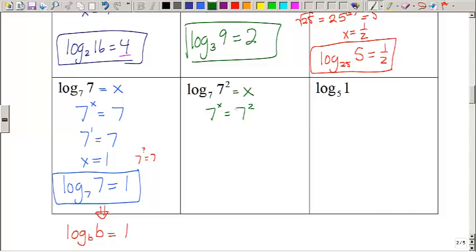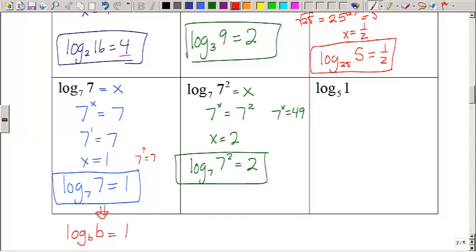Now I know I could square out 7, and 7 squared is 49. I could do this, but I think it's even more simple than that. 7 to the what equals 7 to the 2? Well, if my bases are the same here, then my exponents must surely be the same, so x has to then be 2. 7 squared equals 7 squared? Absolutely, that is correct. So that means log base 7 of 7 squared equals 2.